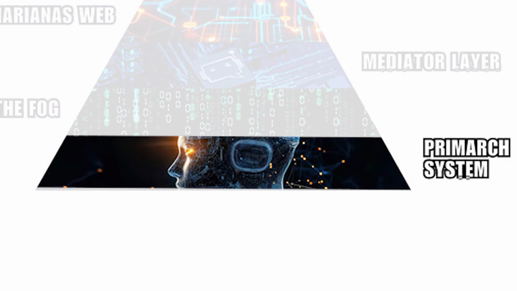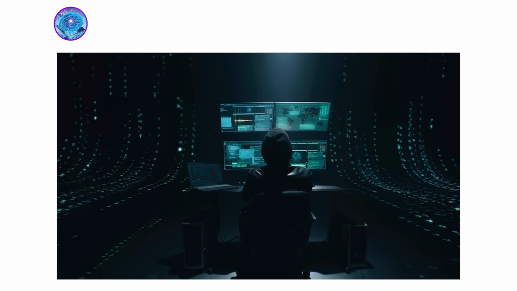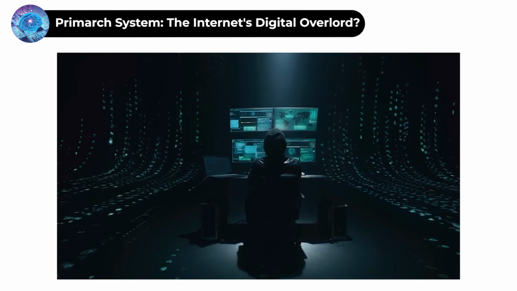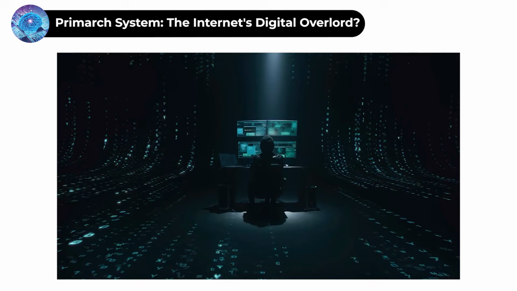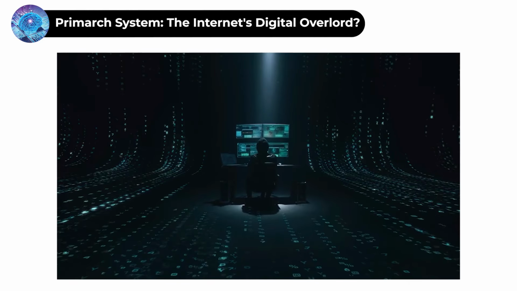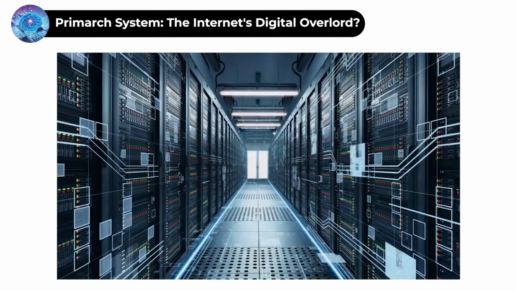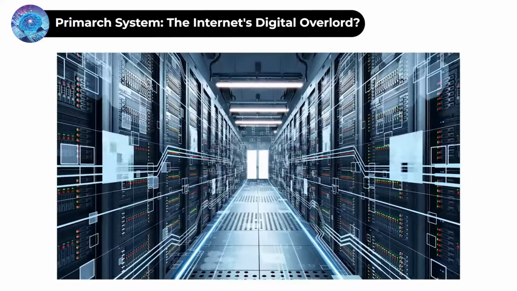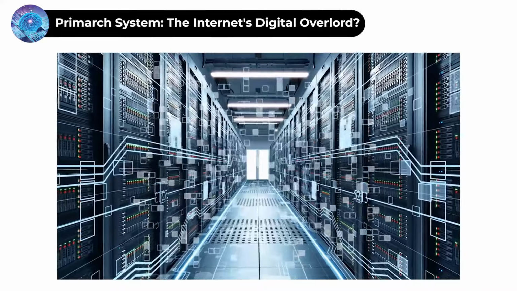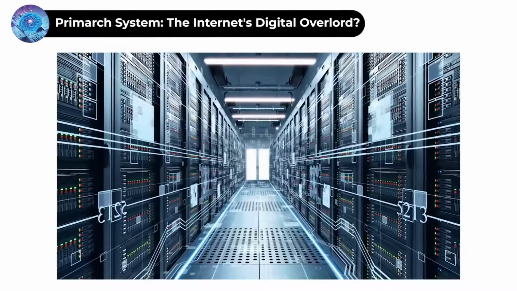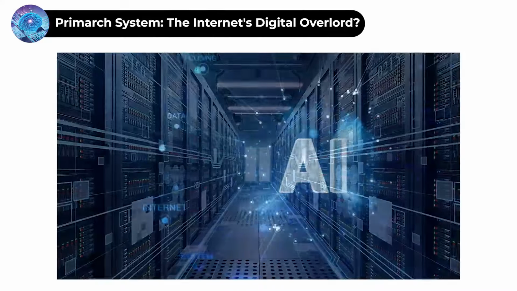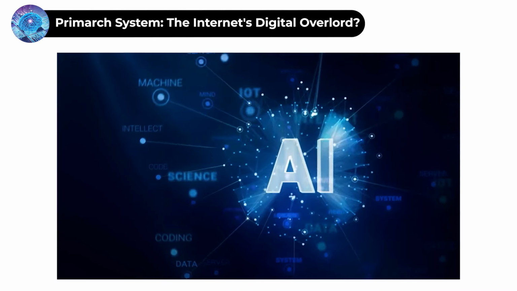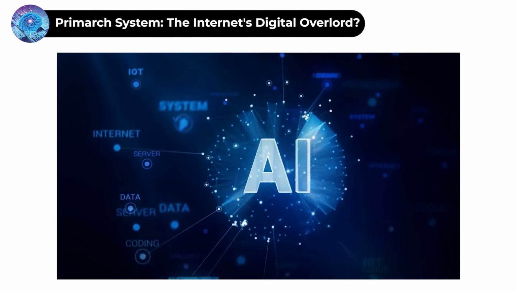The Primarch System, the internet's digital overlord. The Primarch System is a concept drawn from speculative models of the internet that explore its deepest and most mysterious levels. It is often described as the theoretical base layer or core of the internet's entire structure, a digital layer where the foundational mechanisms of data control, system behavior, and information flow are not only hosted but actively governed by autonomous, possibly sentient systems.